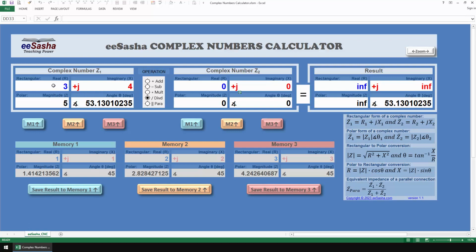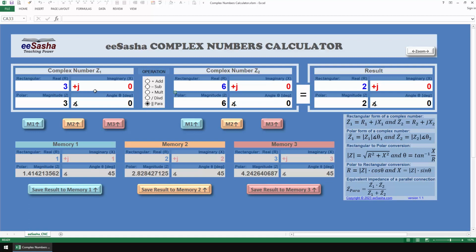Okay, so let's go back to default values. Obviously, in this case, there is no imaginary component, so 3 divided by 6 is 0.5. Now, those were the four basic mathematical operations. However, this complex numbers calculator can also handle parallel connection of two impedances Z1 and Z2. So this calculator is specifically designed for electrical engineers.